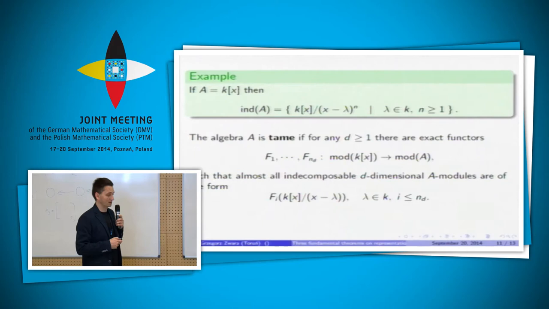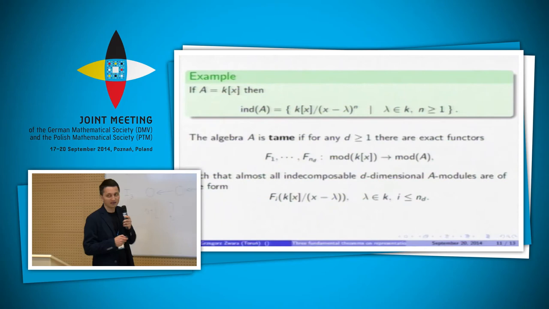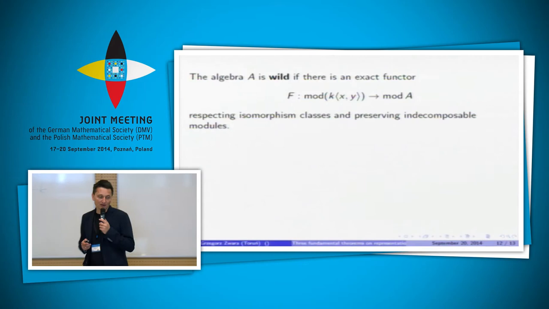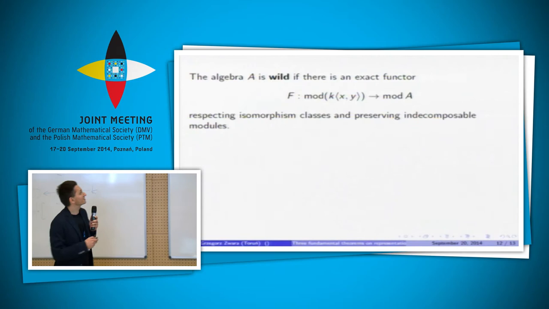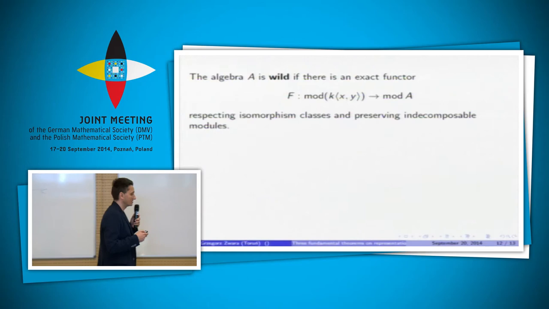Well, there is a definition of tame algebras, so we should expect wild algebras. And in fact, there is a definition of wild algebras, a little more complicated. Namely, the algebra A is wild if there is an exact functor F from the category of finite dimensional modules over the free algebra in two variables, k<x,y>. If someone doesn't like such algebras, you can replace it by the polynomial ring in two variables, and everything will also hold, to the module category of A-modules.